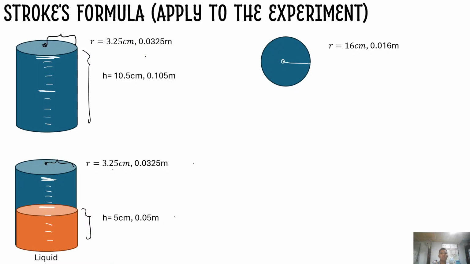So from the video, the container is 12.5 centimeters high, or around 0.125 meters. The radius here is 0.0225 meters, and this is for the empty one. But there's also the fluid, so the height is only 5 centimeters, or 0.05 meters. And for the rubber bouncy ball, the radius is 1.6 centimeters, or around 0.016 meters.